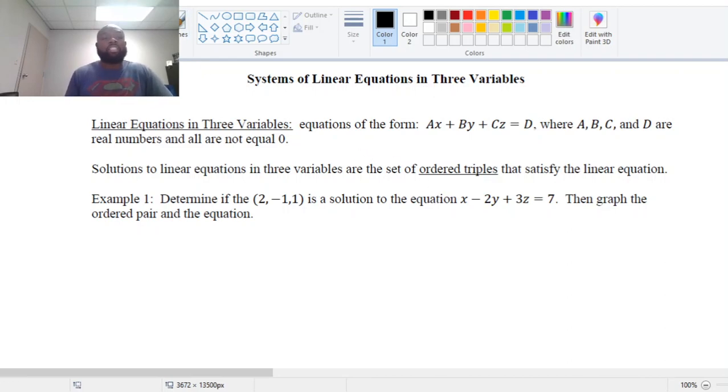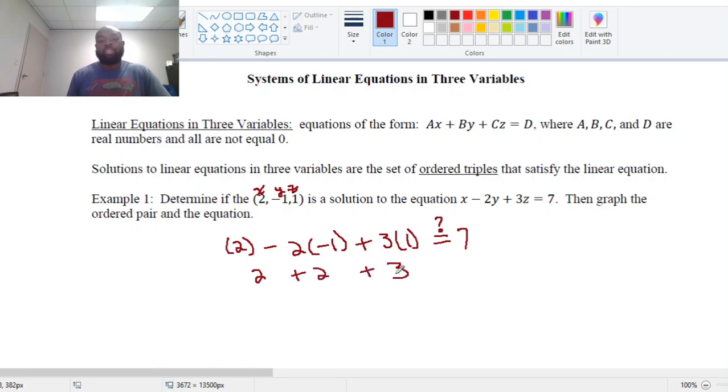Remember with equations, to determine if something is a solution, you have to plug in each piece and see that it satisfies the equation. So this is my x, this is my y, and this is my z. If I plug it into this equation, I plug in 2 for x, -1 for y, 1 for z, and our goal is to see if that equals 7. Well, 2 plus 3 does in fact equal 7, and so yes, it is a solution.